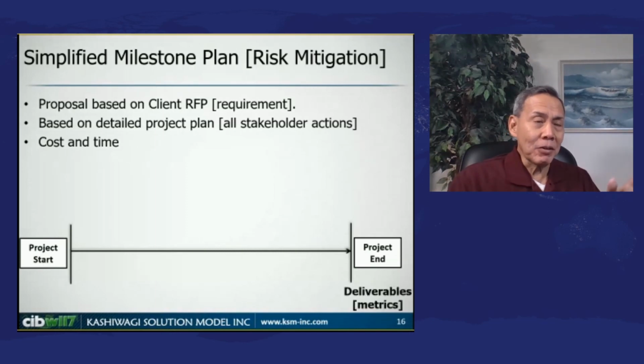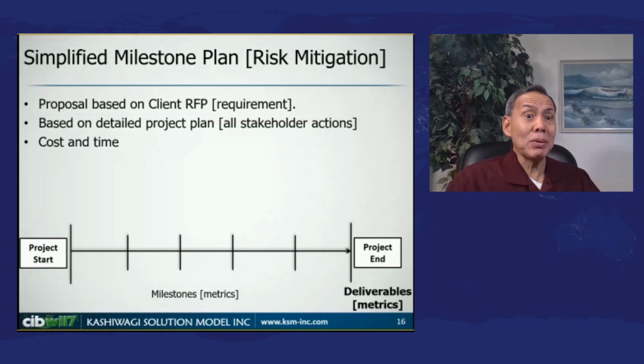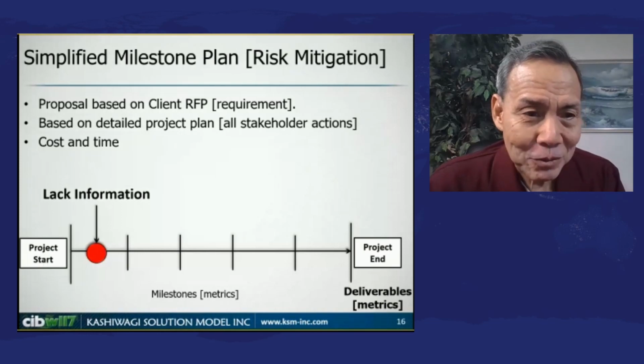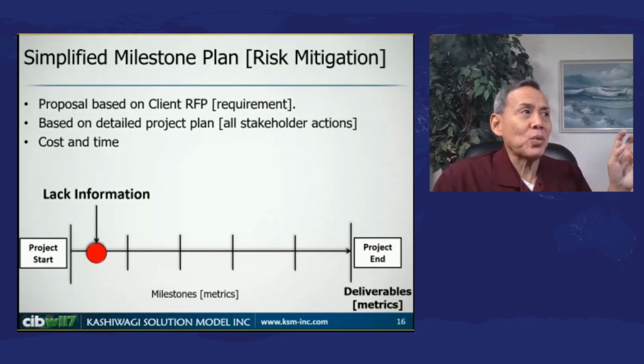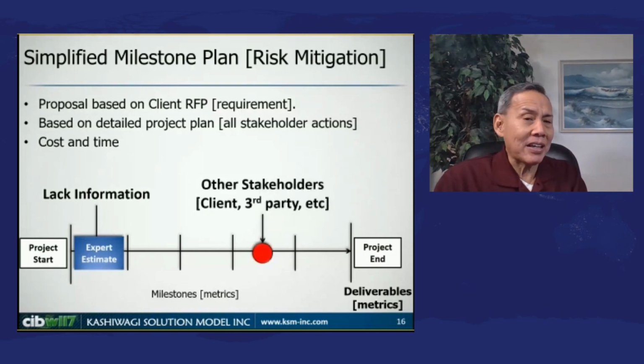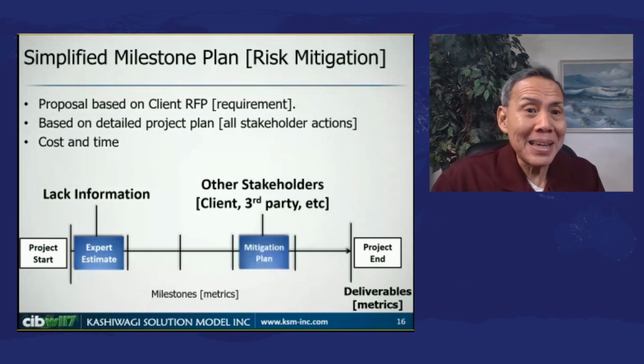So once again, the deliverables are quantified in terms of metrics. Then the milestones, which are simplified, which means non-technical, are put in there. And then they identify where there's not enough information. And where there's not enough information, the expert will identify what they think that information should be. And where they see other stakeholders that they can control, they will identify what they will do to mitigate that risk.